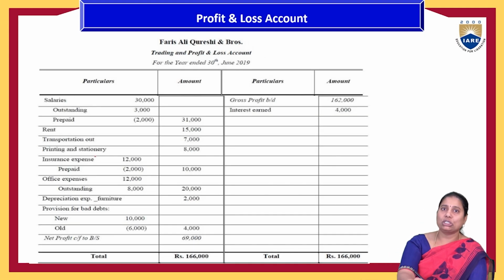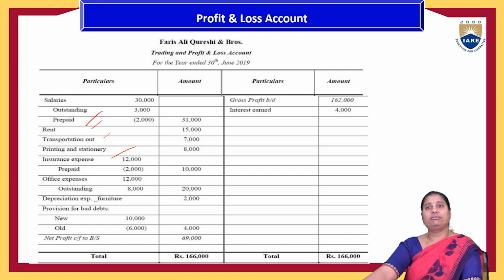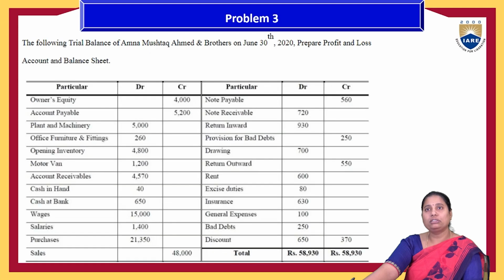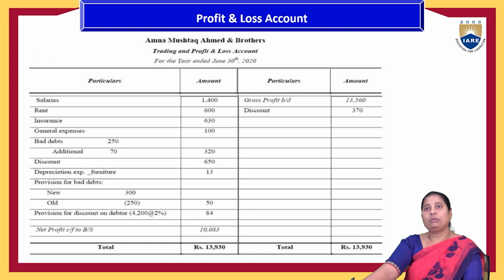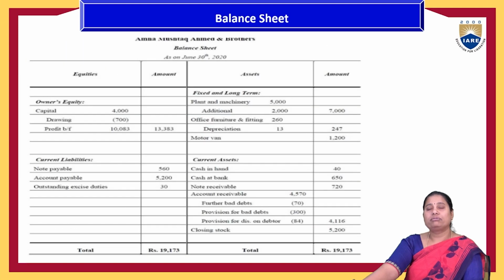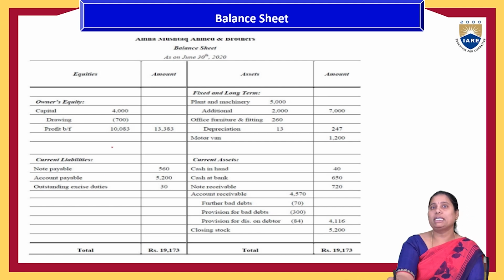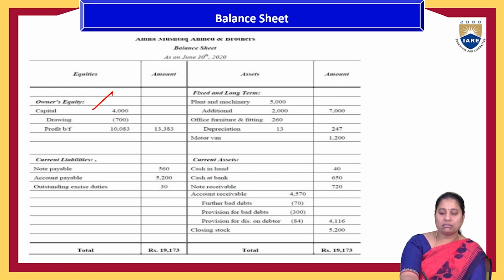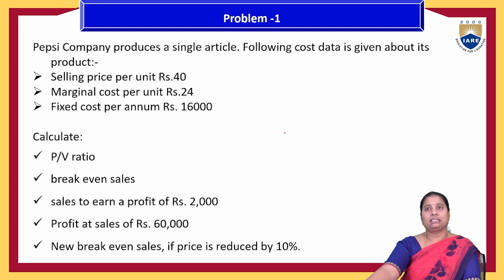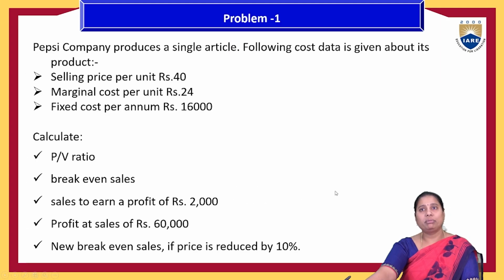Whereas in the profit and loss account, salaries, outstanding expenses, rents, transportation, carriage outwards, all these things will come, and we will again find out the net profit or the net loss, which will be added to the balance sheet. The balance sheet follows a formula, the accounting equation: owner's equity as well as liabilities should be matched with the fixed assets as well as the current assets. Based on that, they will calculate the balance sheet.